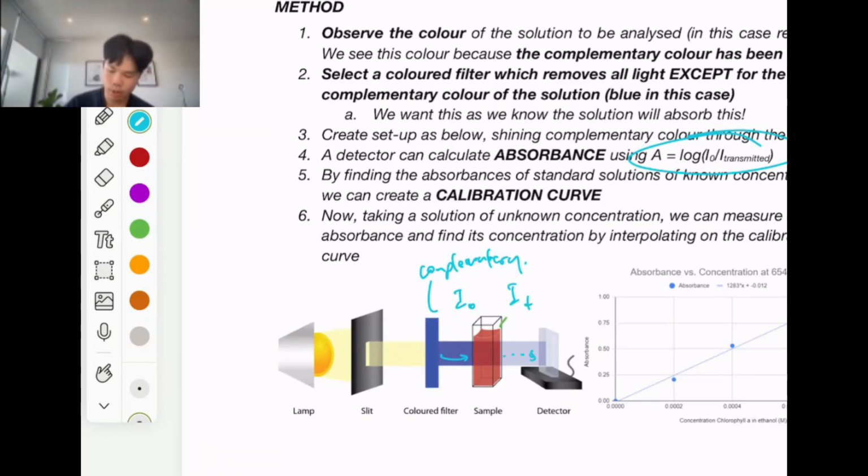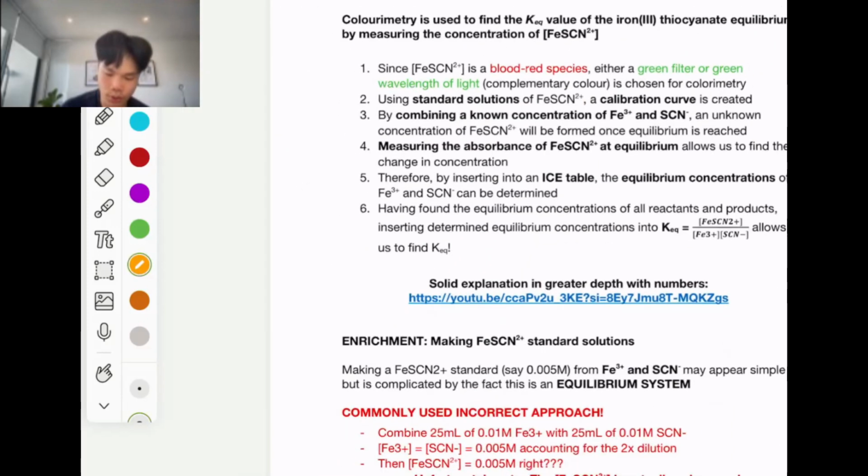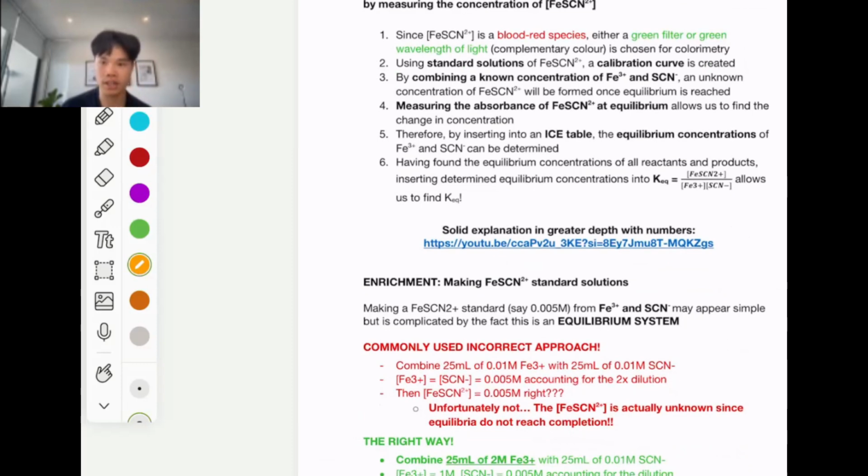You would then be able to plot absorbances for known concentration samples that you measure. So you measure standard solutions and you can plot their concentrations versus their absorbance. You'd then be able to determine the concentration of an unknown solution. So say you now put an unknown concentration into the cuvette, say it reads 0.75, you can now read off your graph that it would be 0.0006 as its concentration. Quick summary of colorimetry.